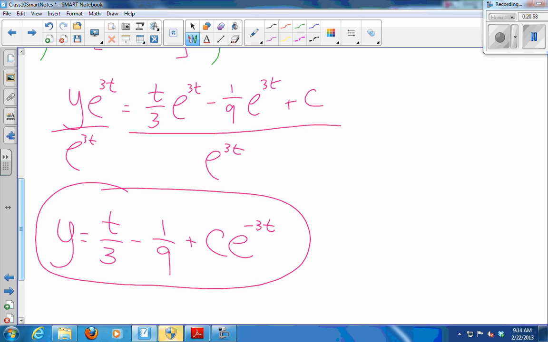No, because t is a variable. If it just said e to the negative 3, then that would be a new constant. If you had an initial value, that's when you would find the c. What makes this a family of solutions isn't a plus c at the end. It's a coefficient on this e. So this minus 1/9 makes a difference, because if there was just a plain old plus c at the end, then I could mush them together.